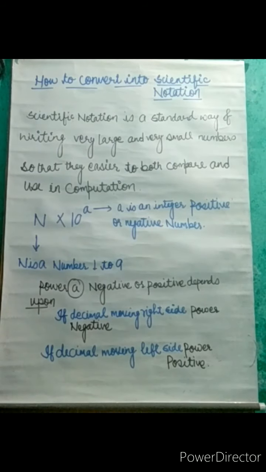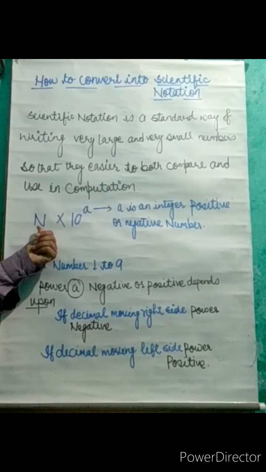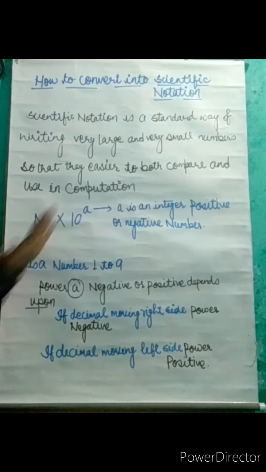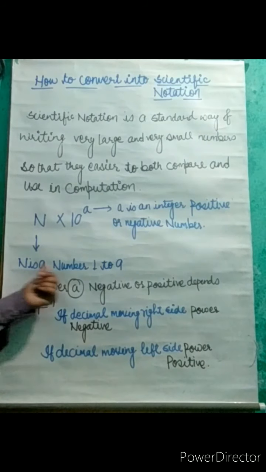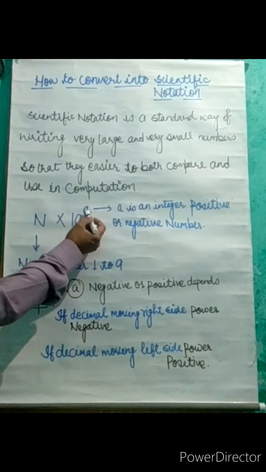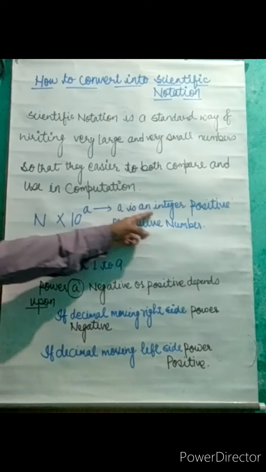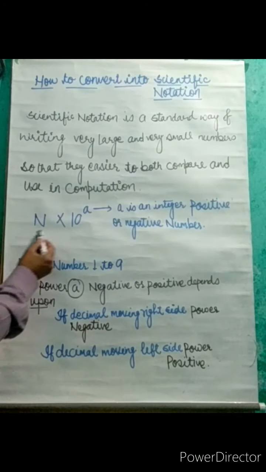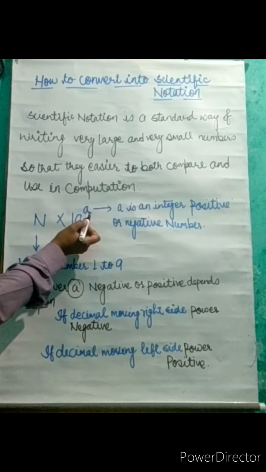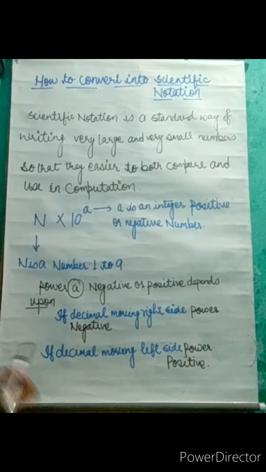Let's see what the form of scientific notation is. You can see how to write it: n multiplied by 10 raised to power a, where n is any number from 1 to 9, and a is an integer, whether a positive or negative number. So this value of n can be 1 to 9 and a can be negative or positive.